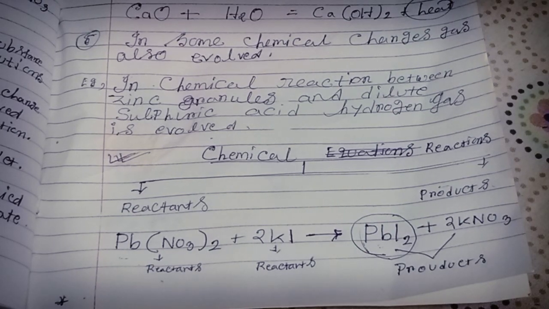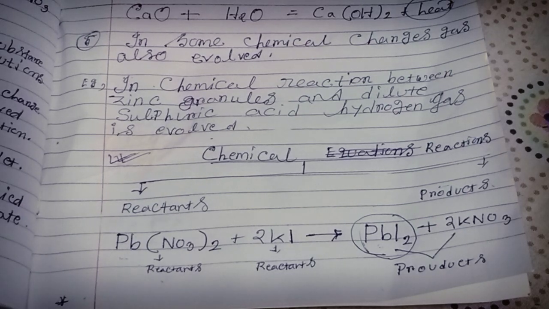Third characteristic: some chemical reactions are accompanied by a change in the physical state of the substance. If I burn one magnesium ribbon on the Bunsen burner, then a white powder of magnesium oxide is formed. In this reaction, magnesium changes from solid state to powder form, and oxygen changes from gaseous state to solid state.